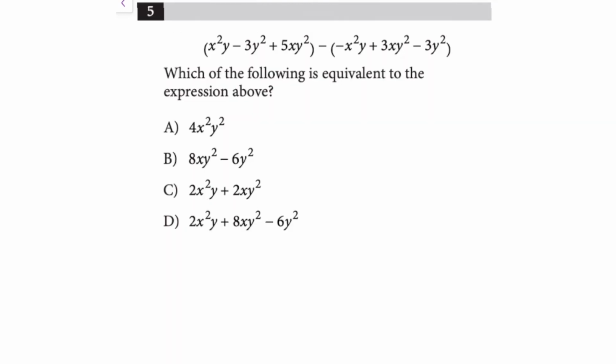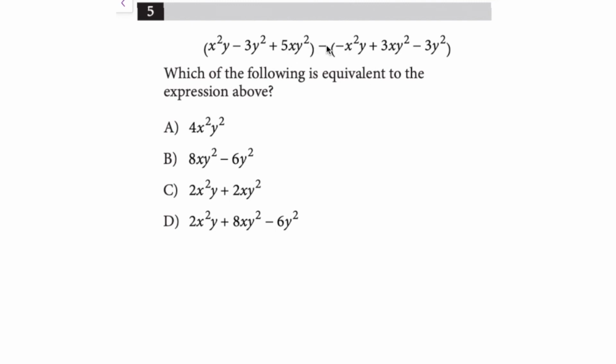Number 5, the quantity x squared y minus 3y squared plus 5xy squared minus the quantity negative x squared y plus 3xy squared minus 3y squared. Which of the following is equivalent to the expression above? All I need to do is just simplify this, and then I'll find whatever answer that is. Okay, so you could line these up vertically and subtract, but I'm going to show another way.